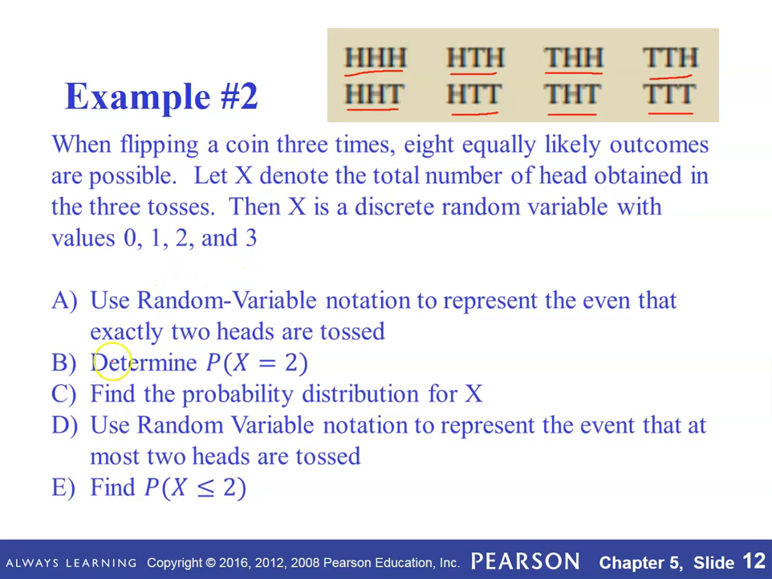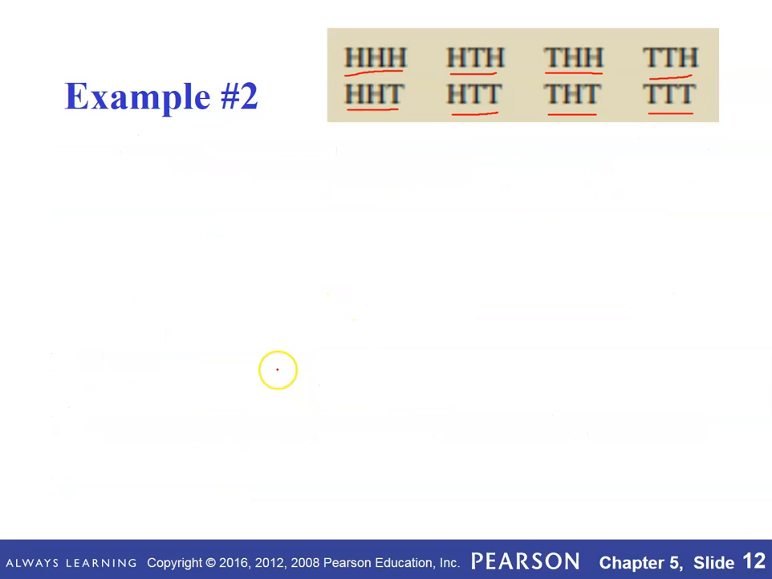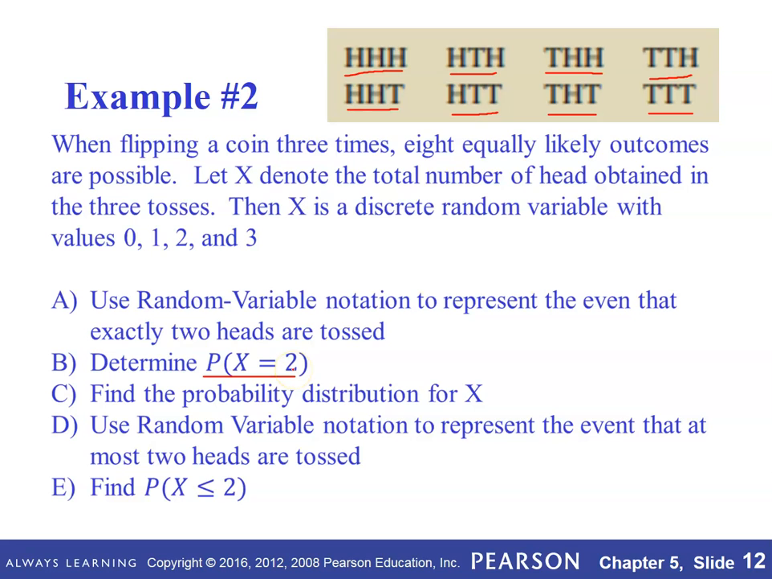So let's say we have some questions here that we want to answer. The first one would be use random variable notation to represent the event that exactly 2 heads are tossed. Well, we can answer that one with this one right here. Determine the probability that x, that means a head is obtained, equals twice. So we want to figure out the probability that if 3 coins are flipped, a heads is shown twice. And that would be this right here.